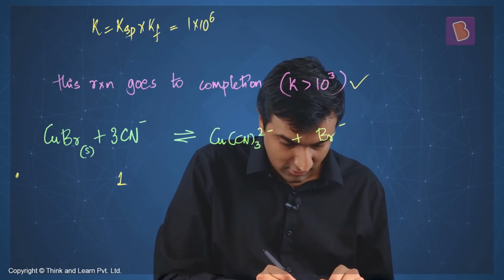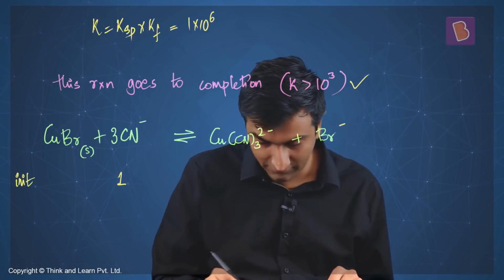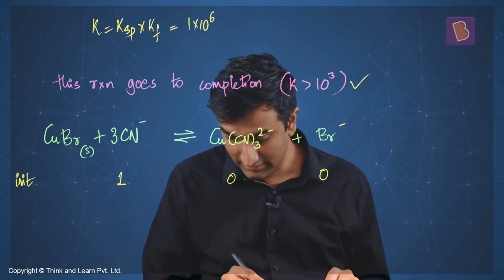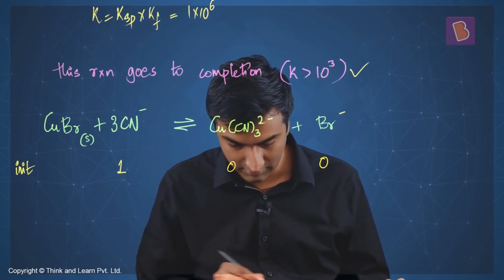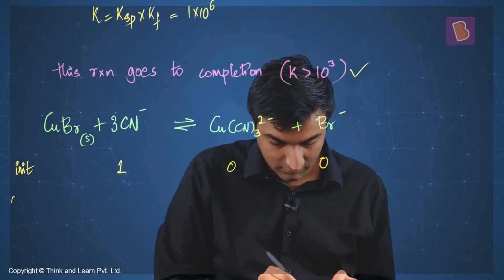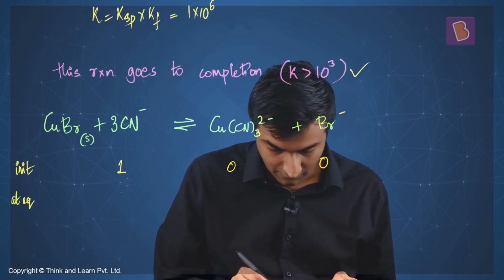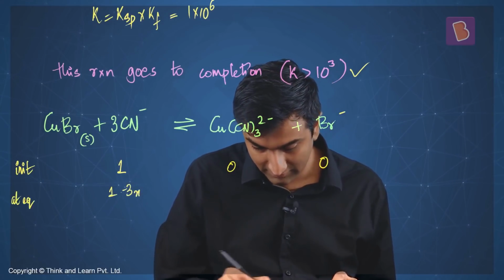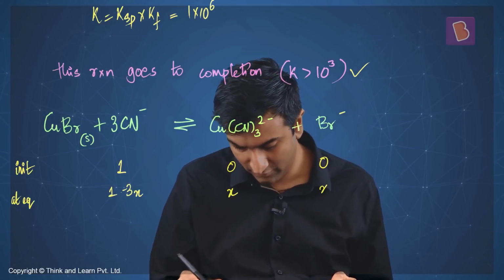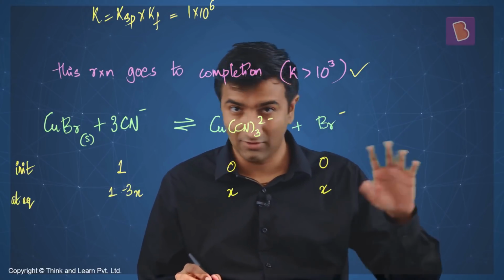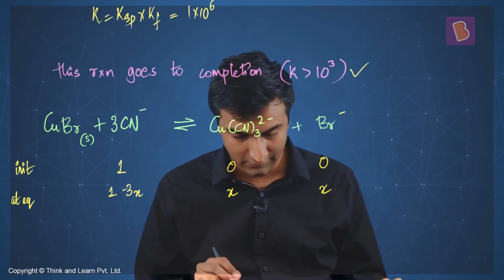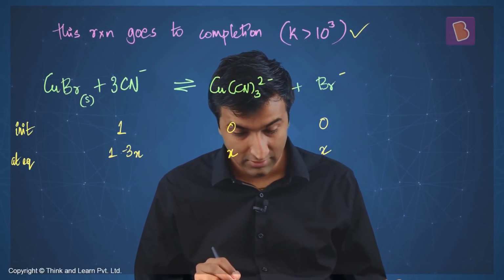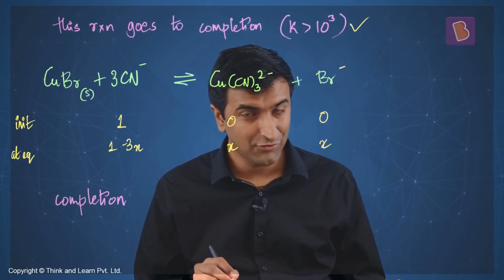Don't think too much. Okay, initially I have 1 and none of these. Let me scroll down here. I don't have space, right? Let me scroll down a little bit. Okay, here. So at equilibrium, what happens? I have 1 minus 3x if x of each of these are formed. Simple stoichiometry. So this is testing all your chemical equilibrium ideas, everything together. And x of this is formed. All right, going further down. Now this reaction goes to completion. That was your biggest hint.